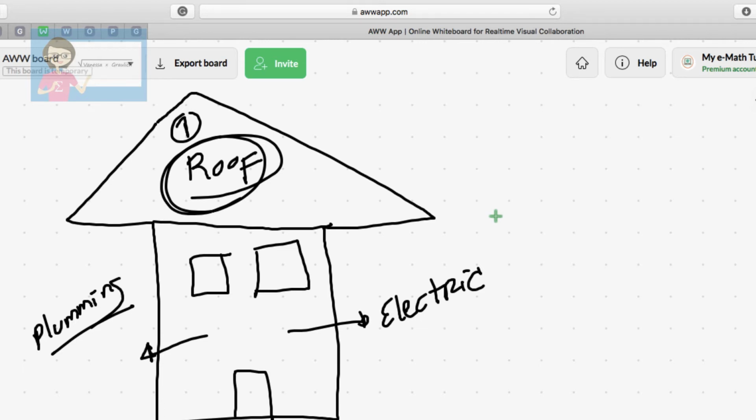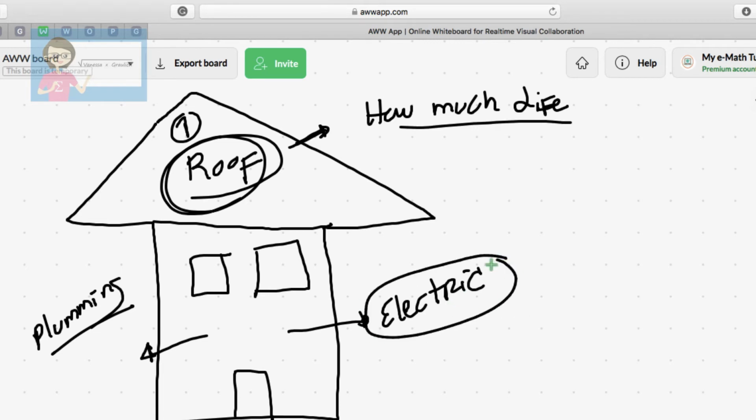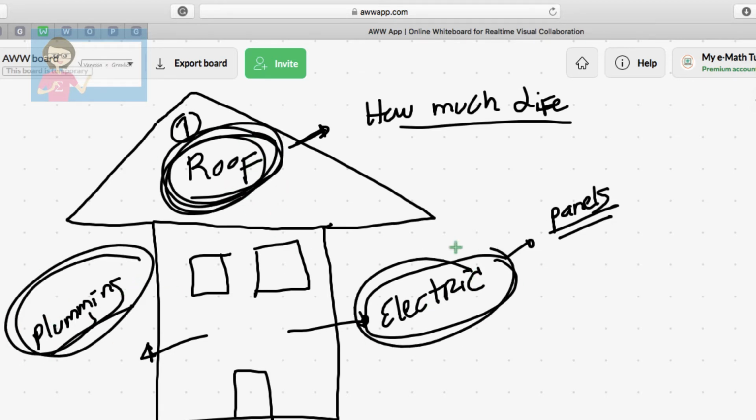You need to make sure that you assess the risk when you are investing in this house. So what do I mean by that? You look at the house first, right? And the first thing you need to figure out is, okay, how's my roof? How much life do you have on the roof? Then you're going to go ahead and look at your electric. Well, you need to look at your electric panels. You need to make sure that they are up to code. But if none of this is up to code, the first thing you should do is to get an estimate from a roofer, a plumber, and an electrician.